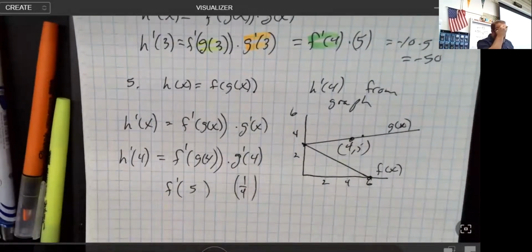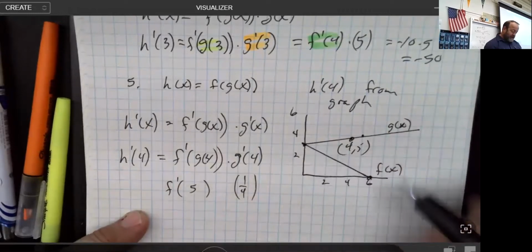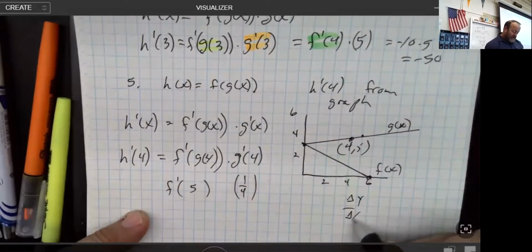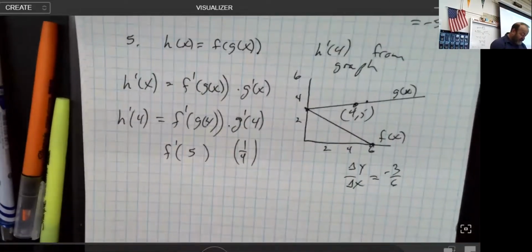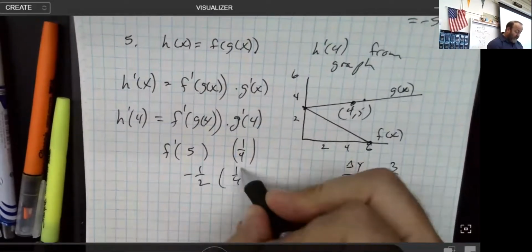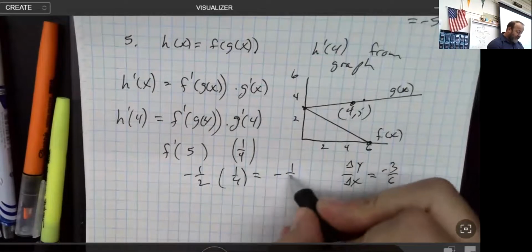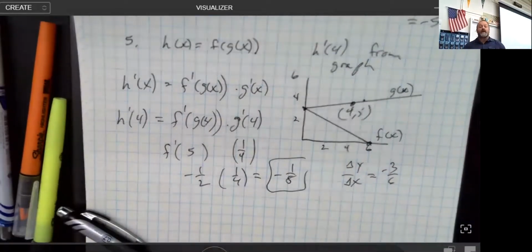So then all I have left to do is take the product of f prime of 5, which is the slope of f evaluated at 5. But that's not a big deal because, as you go through it, this graph drops 3 and runs 6. It drops 3 and runs 6, which means I don't care where you are on that graph. This has a slope of negative 1/2, times the 1/4 that we've carried over from that other portion. So in this case, h prime of 4 would be negative 1/8.